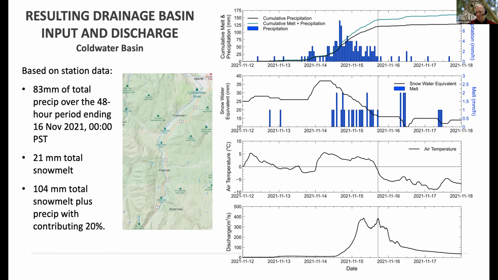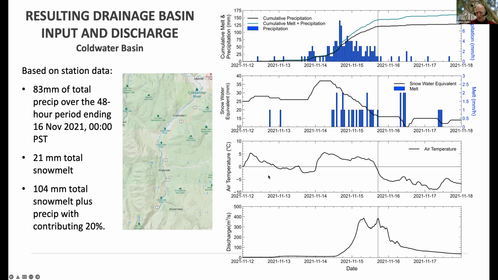The black curve shows cumulative precipitation over that period of time. The turquoise curve shows the sum of cumulative precipitation and cumulative snowmelt. And so the total input into the basin in the form of liquid water over that period of time was something like 150 millimeters. You see what happened in the second panel to the snowpack. It initially grows, and then a lot of melt occurs, and ultimately by the 17th it is more or less depleted. And so that contributed about 20% of the input to the basin.